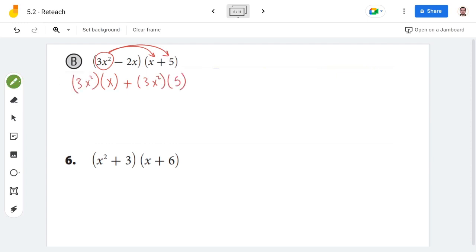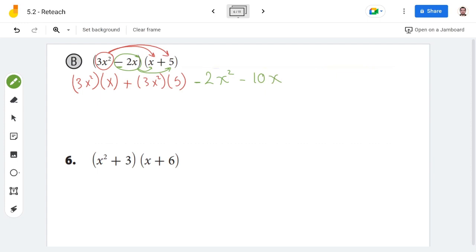Now, let's take the second part. So we have negative here. Don't forget to take the sign with the number. So negative 2x times x means, so not plus. Negative 2x times x, negative 2x squared, and negative 2x times 5, negative 10x. Do we have like terms now? We still don't have like terms.